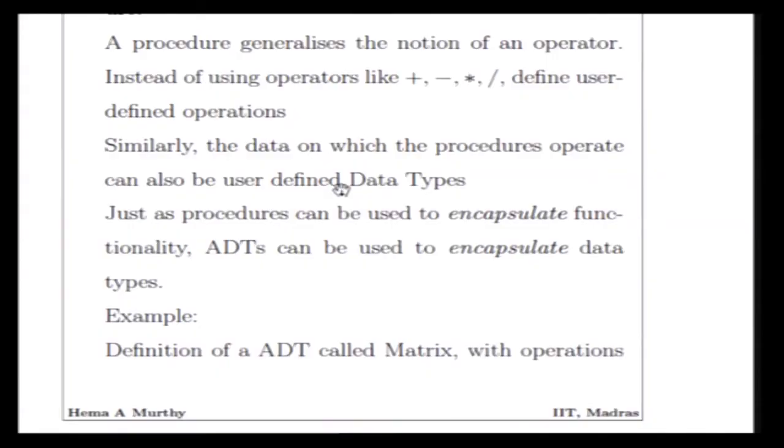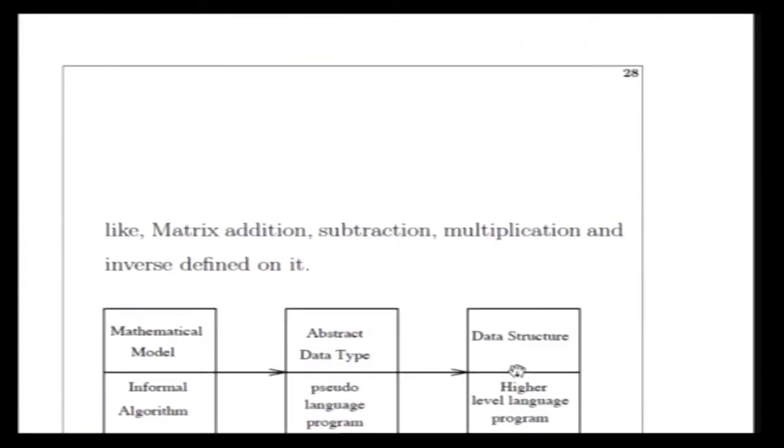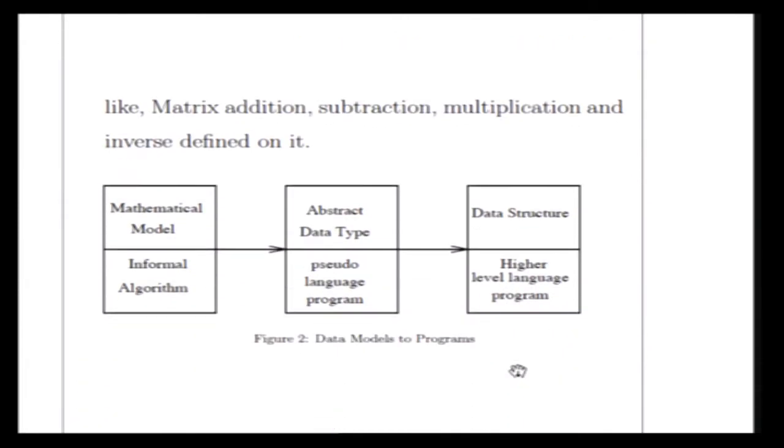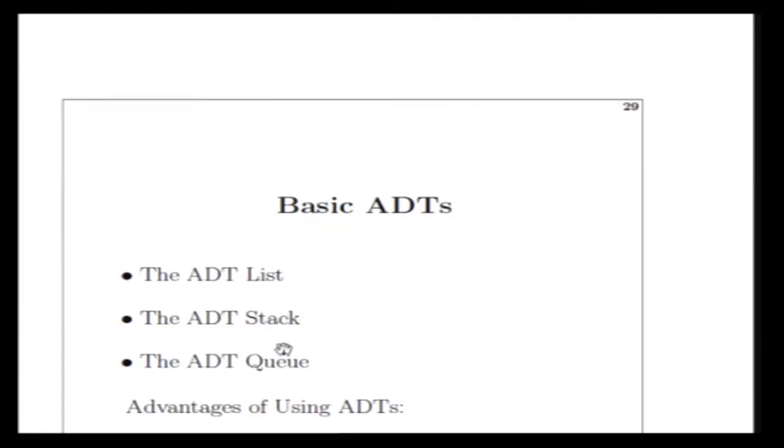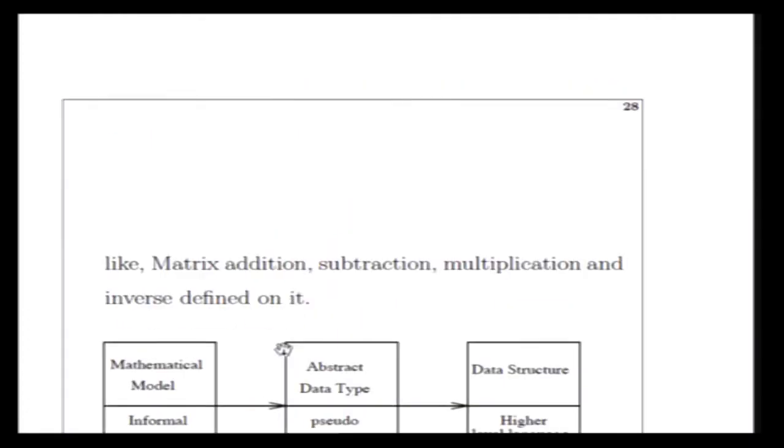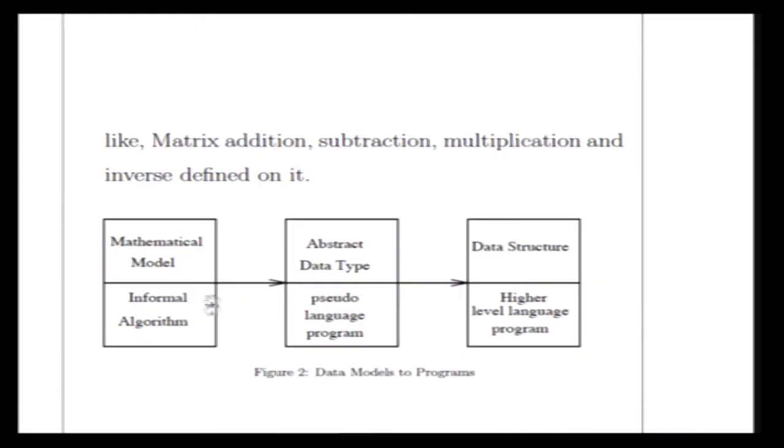An example of a user defined ADT is a matrix, and it has operations like addition, subtraction, multiplication and inverse defined on it. Generally when we are talking about ADTs, we are talking about a mathematical model. For example, when you talk about matrices, you can give a mathematical model, you know it is a two-dimensional array, and there are informal algorithms to show what is the multiplication of the matrix, what is the addition of a matrix, what is subtraction, how do you compute inverse and so on.